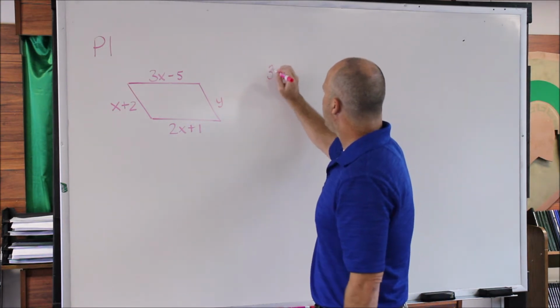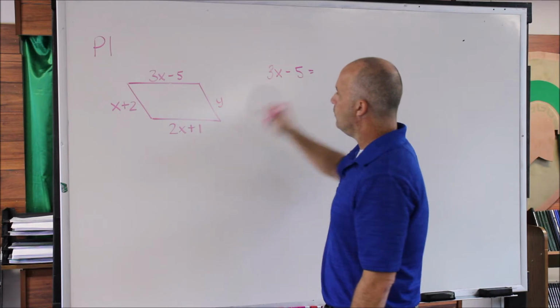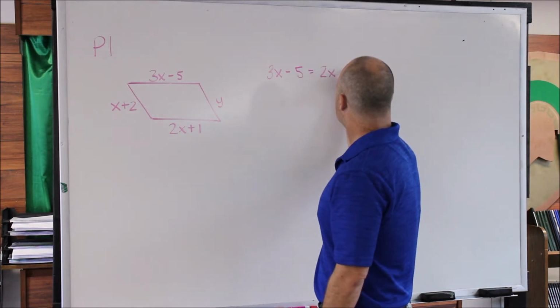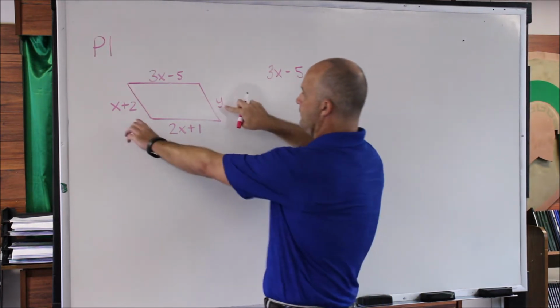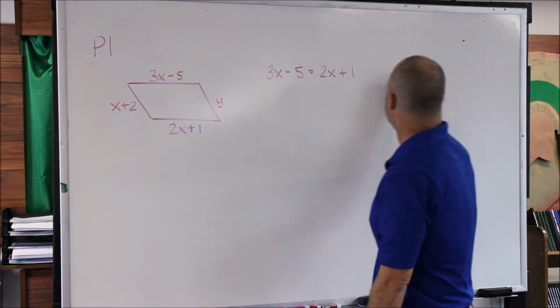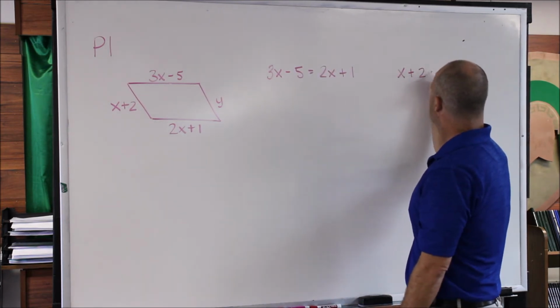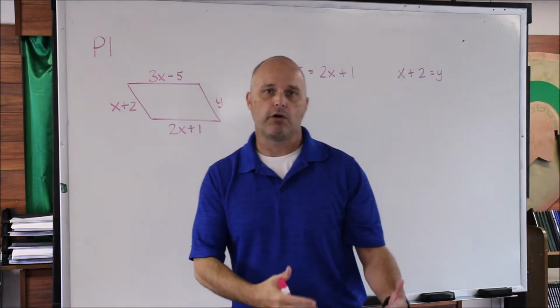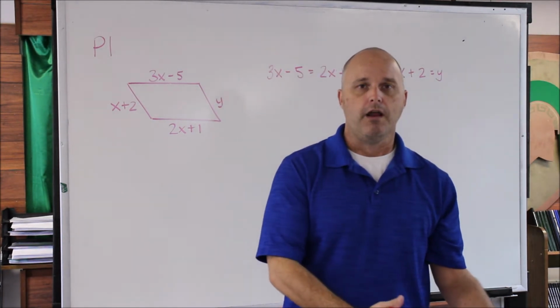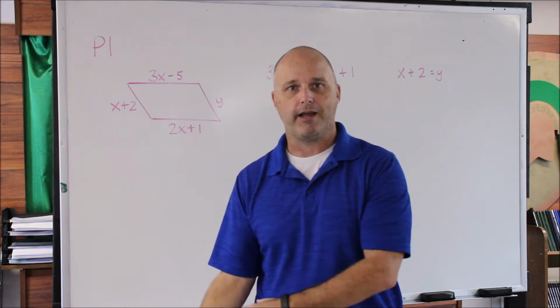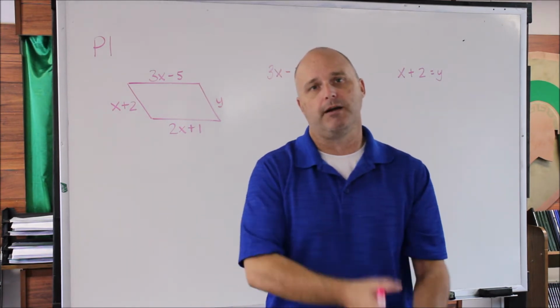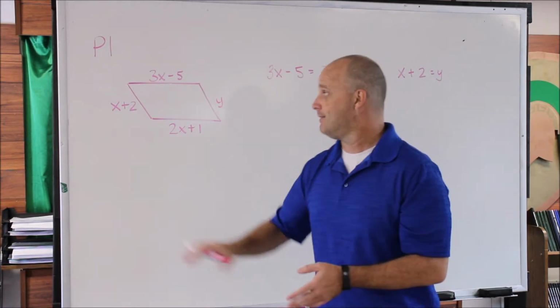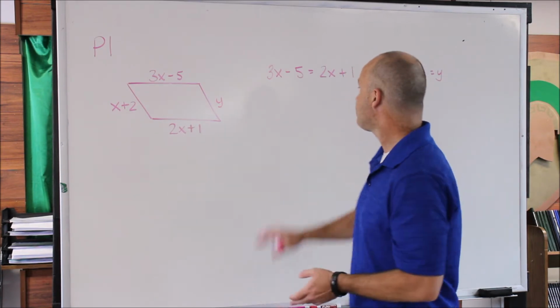So 3x minus 5 equals 2x plus 1. We can also do the same thing with these. X plus 2 equals y. So the last section we did this in order to find out what x and y are. In this section we're trying to figure out what x and y are in order to make the parallelogram, or in order to make the shape into a parallelogram.